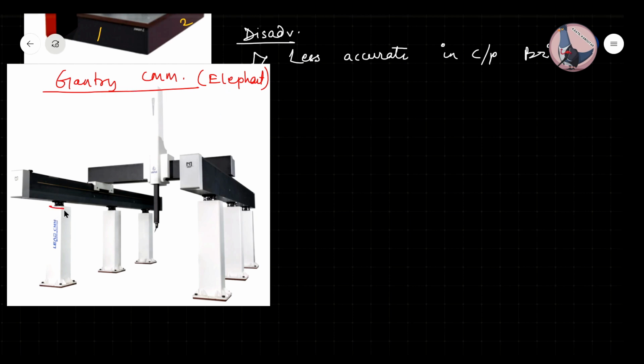Why elephant? See, there will be these columns, and sometimes there will be four, sometimes six, sometimes there can even be eight of them. So these are huge systems, and they are generally custom made. If you are setting up an industry and you want such a CMM, you will have to establish a special infrastructure for it, a special building, where the company people will come and lay down the foundation. Foundations are laid, and an entire big machine will be set up. This is a very big, huge system, an elephant.